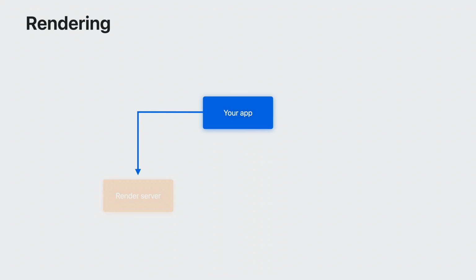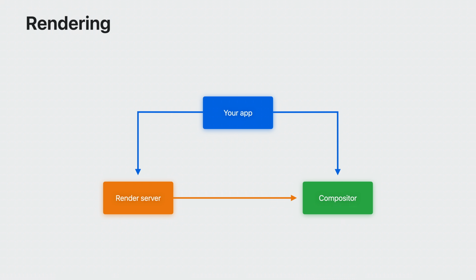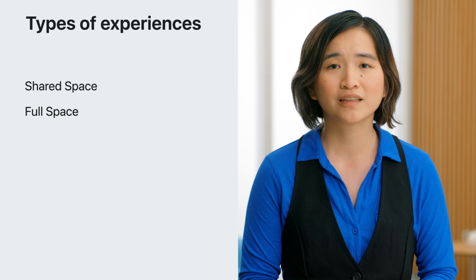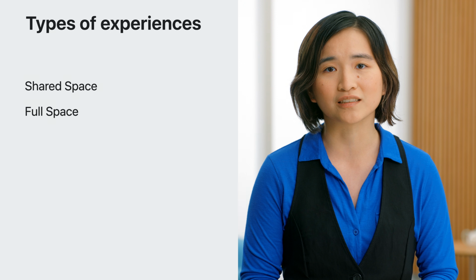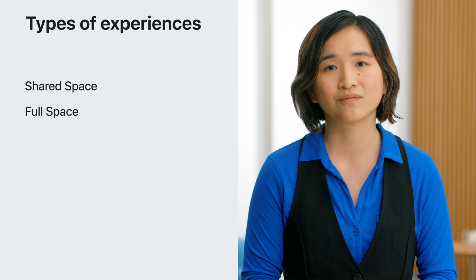Rendering includes your app process, the render server, and the compositor. How your app interacts with these components will depend on the types of experiences you create. Let's take a look at the types of experiences you can create for your spatial apps and how they are rendered. Apps on the platform can enter either the shared space or a full space. These have different performance implications to consider based on how they render.